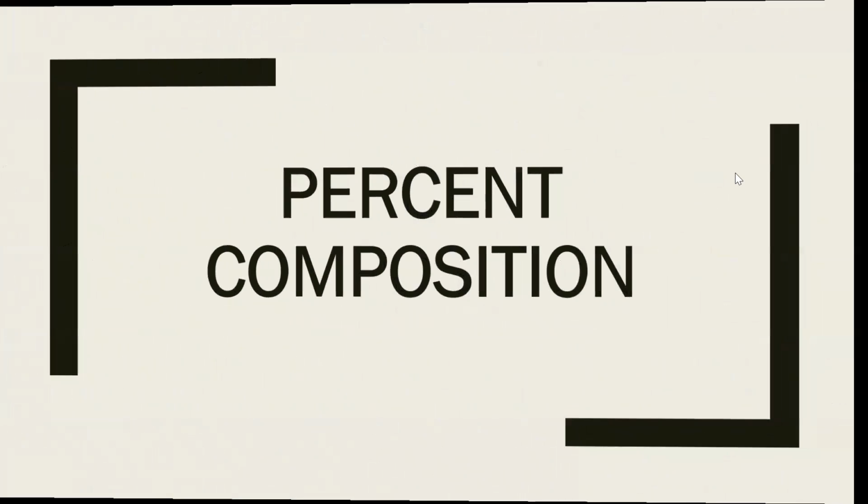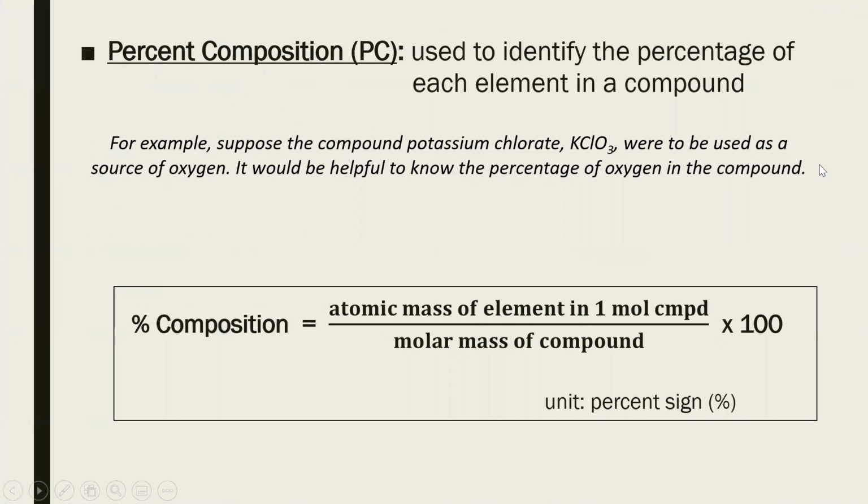So what is percent composition? Percent composition, which can also be abbreviated PC or the percent sign, comp, is basically used to identify the percentage of each element in a compound. So for example, say you have potassium chlorate, which is capital K, capital C, l, O3, KClO3.